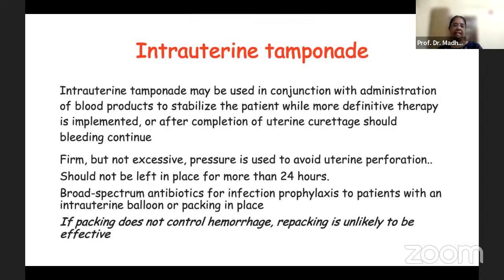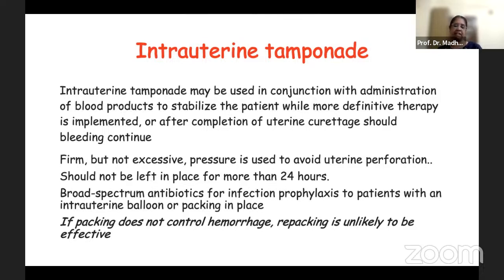Another form of controlling bleeding is intrauterine tamponade. Sometimes when a patient is bleeding heavily and we are stabilizing the patient, this tamponade has proved to be beneficial and life-saving, and we who work in the peripheries have realized the value of this intrauterine tamponade. While you're waiting for more definitive therapy or blood products, or sometimes after curettage when you know the patient is bleeding heavily, this intrauterine tamponade has been beneficial many a time.